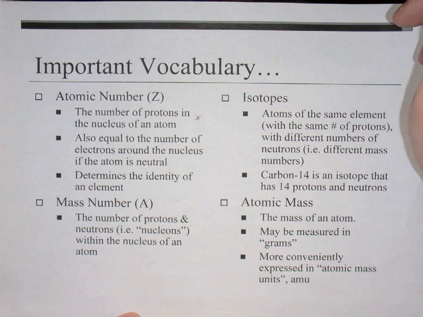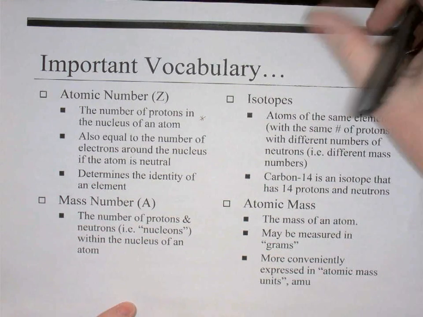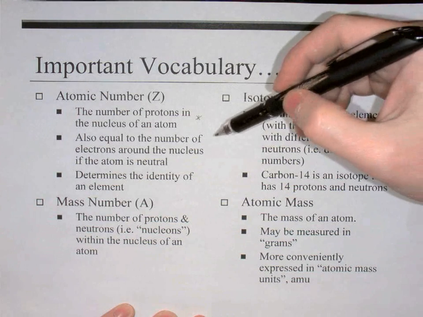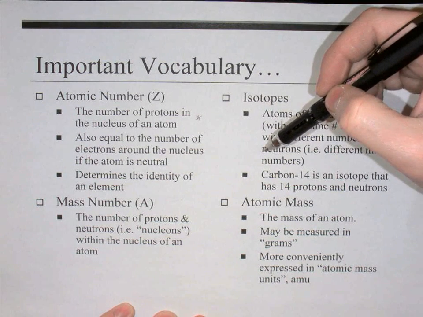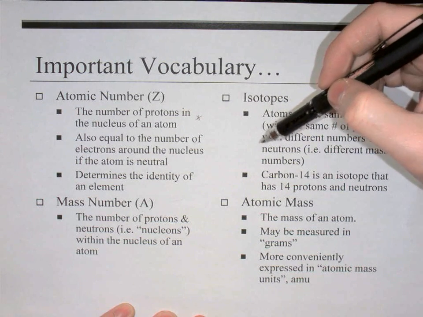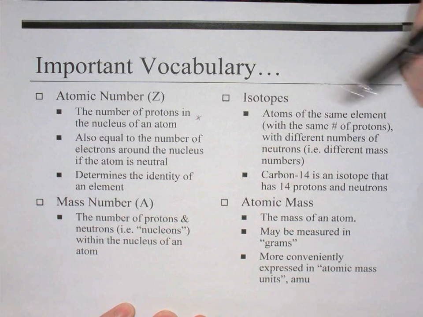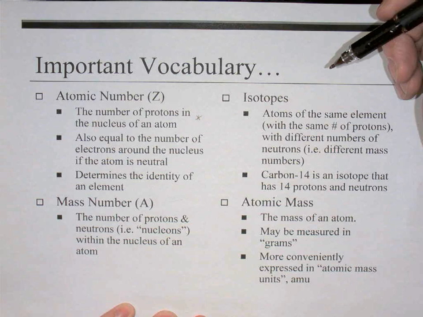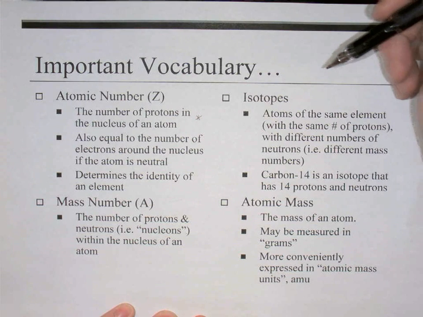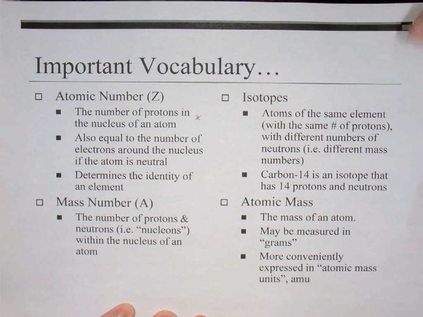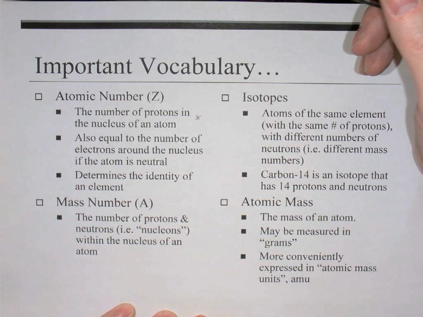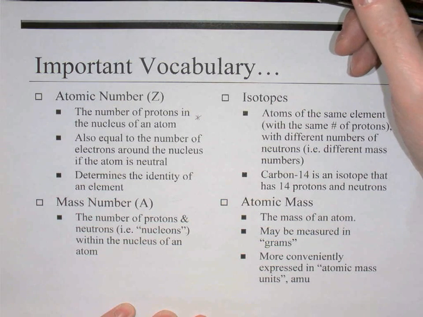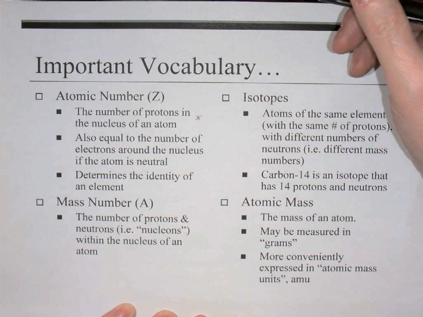Now, if the atom is neutral, and this is not always true, atoms are not always neutral, but if the atom is neutral, then the number of protons and the number of electrons would be equal. So therefore, the atomic number could also indirectly tell you the number of electrons. Don't define it as the number of electrons. The atomic number is the number of protons. But in a neutral atom, it will also be equal to the number of electrons orbiting the nucleus. It's the atomic number which determines the identity of the element.